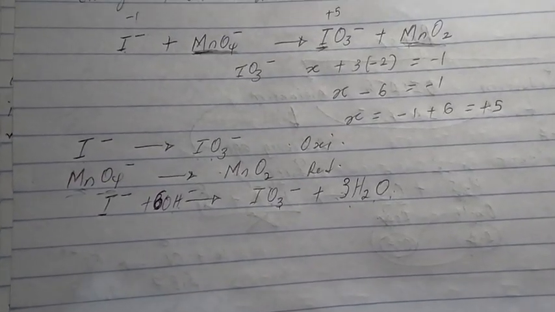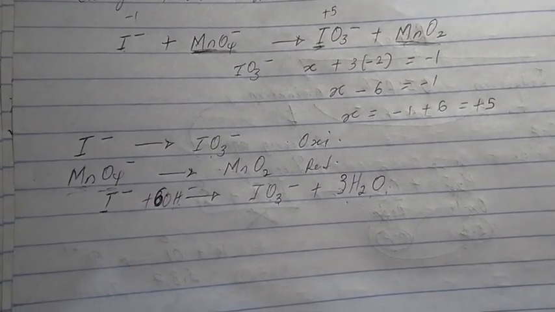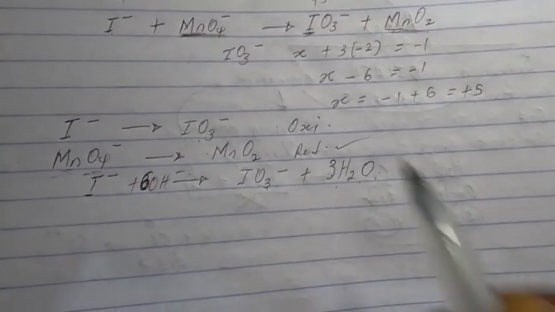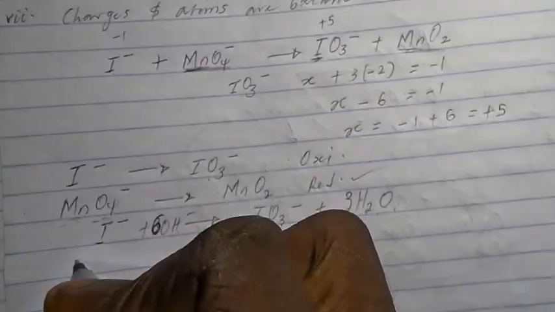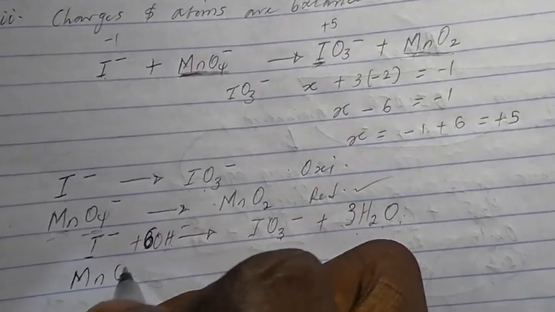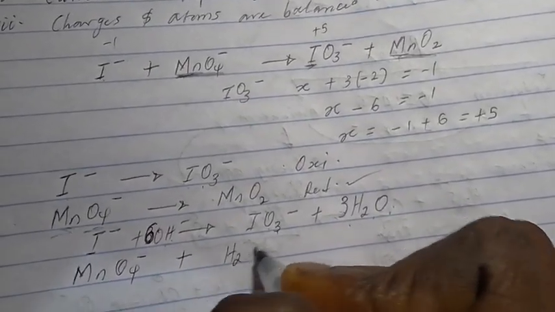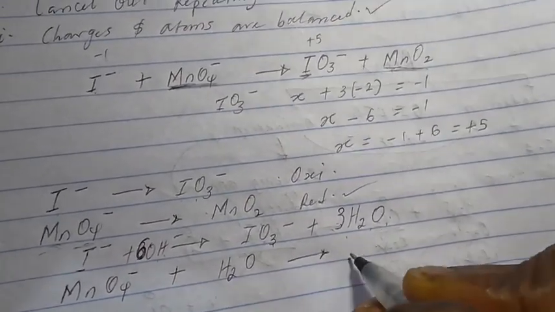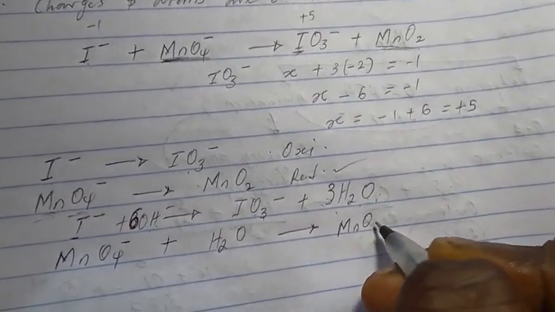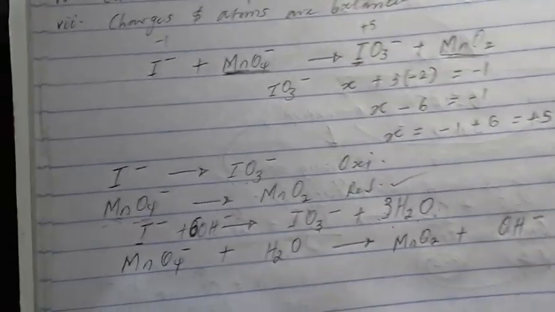Can you pause the video and do the next one? Balance the water and hydroxyl of this other one, and let me see. So in that case now, I'm going to have MnO4 minus plus, I will add water. Then I will add OH minus to the side with minimum oxygen. So OH minus. So now let's balance it.